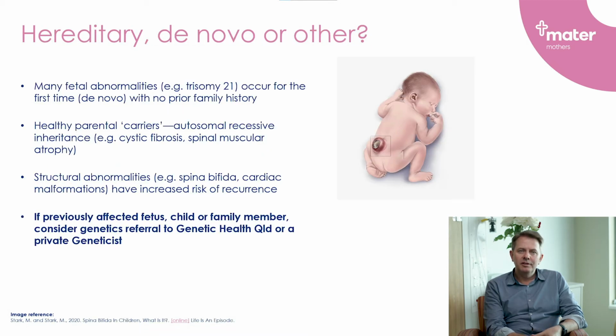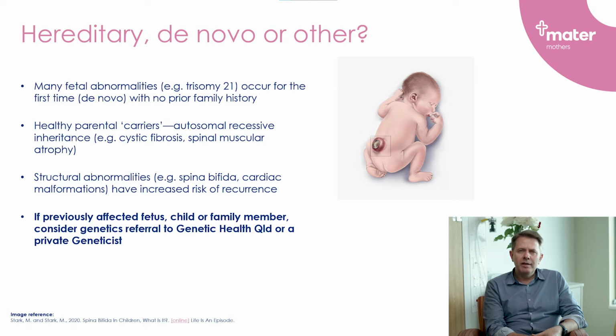It's important to consider whether a fetal abnormality risk is hereditary or, if it has occurred in the past, whether it's what we call de novo, occurring for the first time. Most cases of trisomy 21 occur as de novo, in other words, occurring for the first time in the pregnancy. In about 10% of children with trisomy 21, the parents may carry a balanced translocation, or there may be a family history.